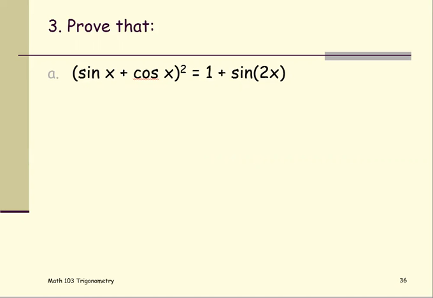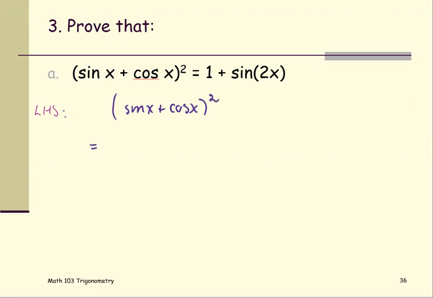And eventually, we're going to have exactly the same expression as the other side that we did not start with. For this one, we're going to start with the left-hand side. So on the left-hand side, we work on sine x plus cosine x, quantity squared, with the power 2.